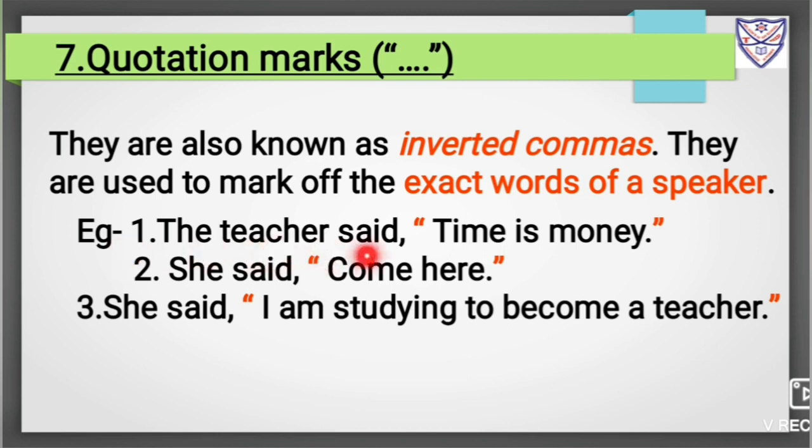First one, the teacher said, "Time is money." Number 2, she said, "Come here." Number 3, she said, "I am studying to become a teacher." Now over here, in between the quotation marks, we have words which are spoken by the speaker. Therefore, quotation marks are used to mark off the exact words of a speaker in the sentence.